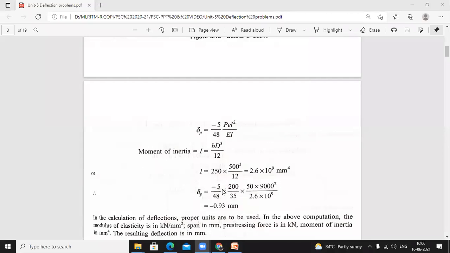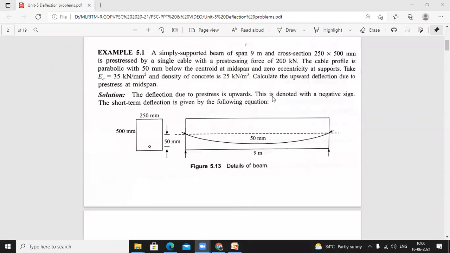So minus 5/48 into 200 divided by 35 into e 50 into 9000 square divided by I value 2.6 into 10 power 9. Finally we got the answer in terms of mm, that means minus 0.93 mm. This minus value indicates the upward deflection. In the question they asked only upward deflection, they clearly mentioned upward deflection.